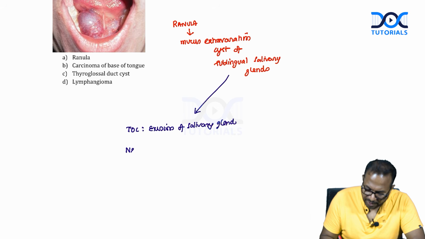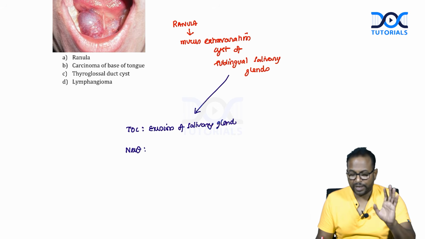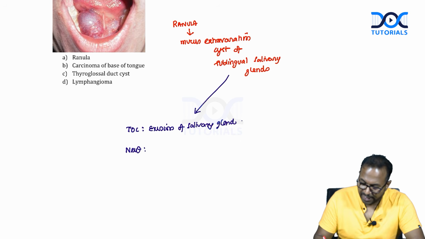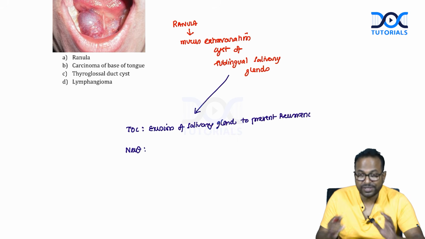And new treatments are available now. Once upon a time, they used to do marsupialization. That is no more done. Excision of the salivary gland is ideal to prevent recurrence. So, if you don't want recurrence, you should go for excision of the gland.